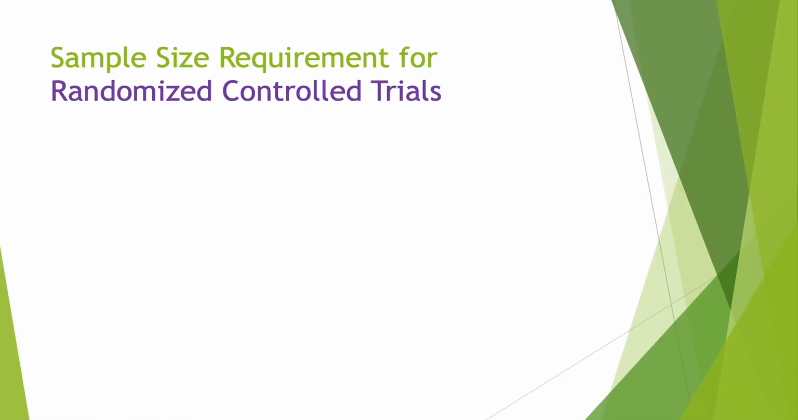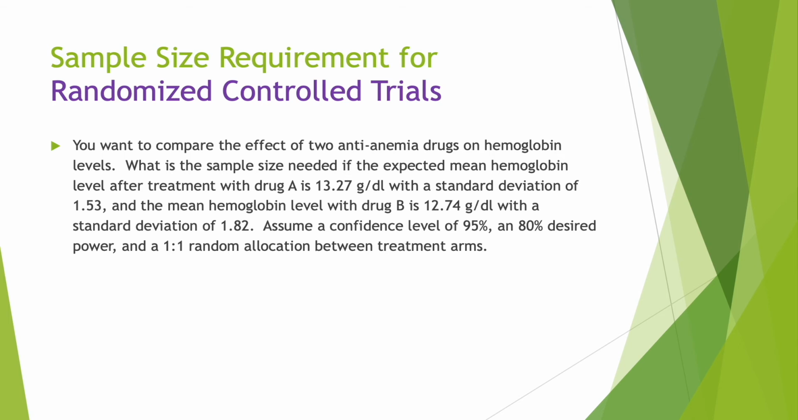Here is another RCT scenario where your outcome of interest, hemoglobin level, is a continuous variable. You want to compare the effect of two anti-anemia drugs on hemoglobin levels. What is the sample size needed if the expected mean hemoglobin level after treatment with drug A is 13.27 grams per deciliter with a standard deviation of 1.53, and the mean hemoglobin level with drug B is 12.74 grams per deciliter with a standard deviation of 1.82? Assume a confidence level of 95%, an 80% desired power, and a 1:1 random allocation between treatment arms.